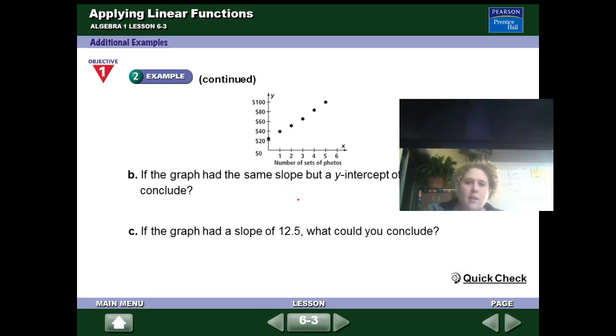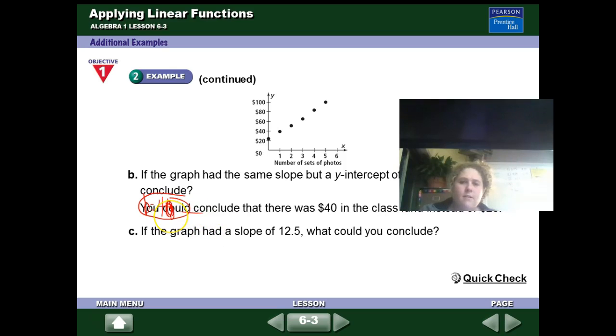Alright, next 2 questions here. If the graph had the same plot, but the y-intercept, so my b equaled 40, what would you say? Pause the video and write down what you think this would represent. If you wrote down that there was $40 in the class fund instead of 25, you were correct.